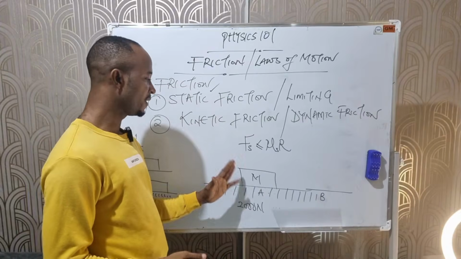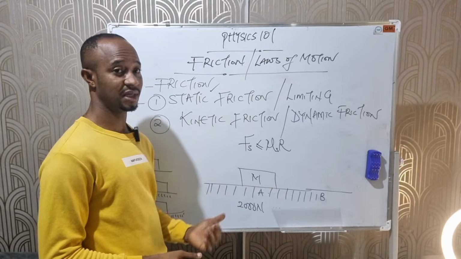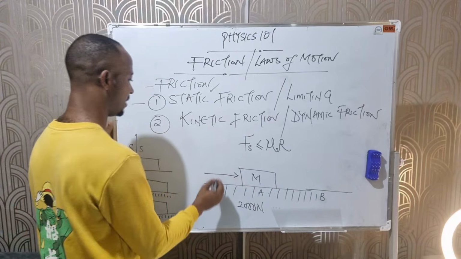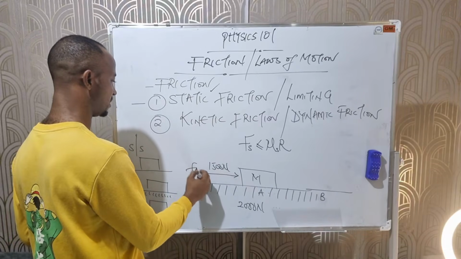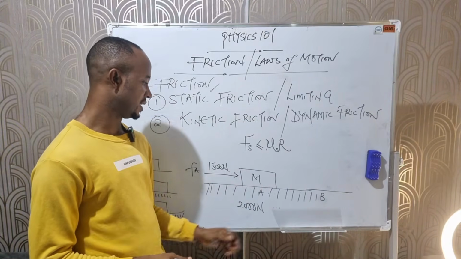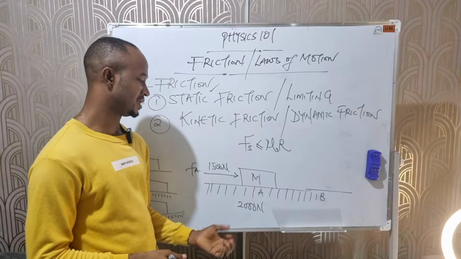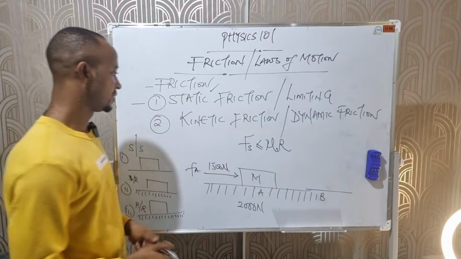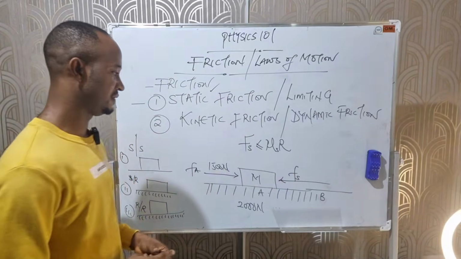That means that for the body to slide over the surface, I must apply a force equal to or greater than this. But let's look at a case where the applied force is 1500 Newton, and the static frictional force holding this body is 2000. Will the body slide? No. The body will not slide because the static frictional force is far greater than the applied force. So don't forget that at this point, the frictional force acting on this body is the static frictional force, right?